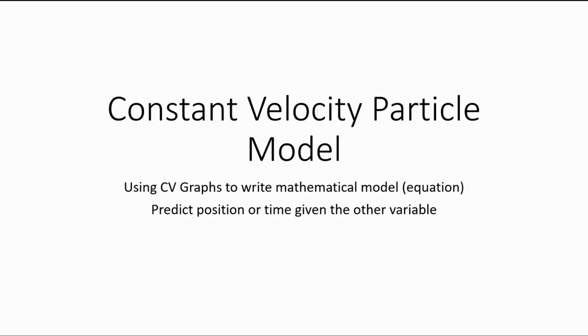Now we're going to take a look at the constant velocity particle motion model, and we're going to use constant velocity graphs to write mathematical models, or the equation describing the motion in the graph. We're also going to predict the position or the time of the object given the other variable. We're going to do that both using the graph and using the equation.